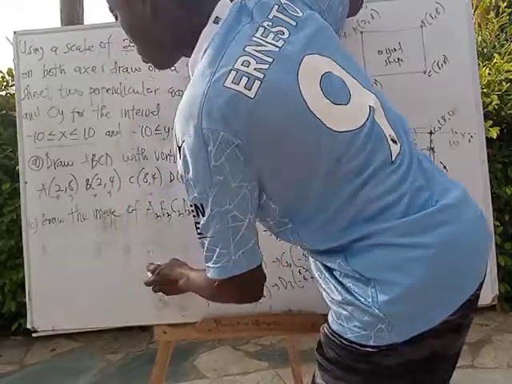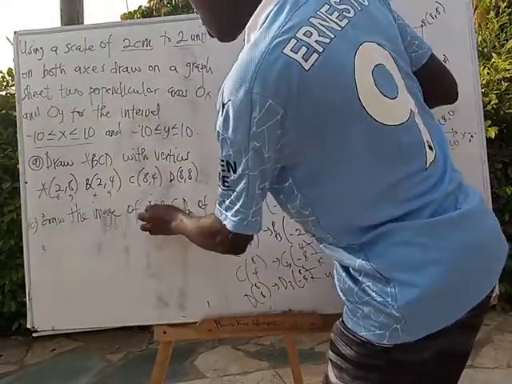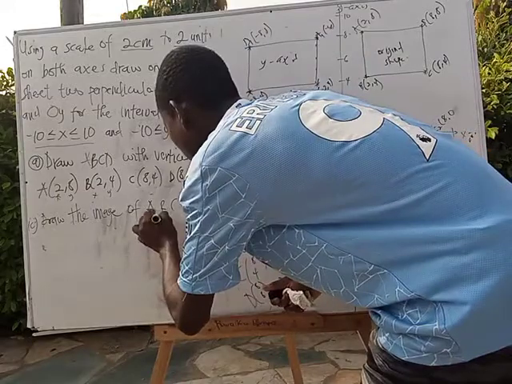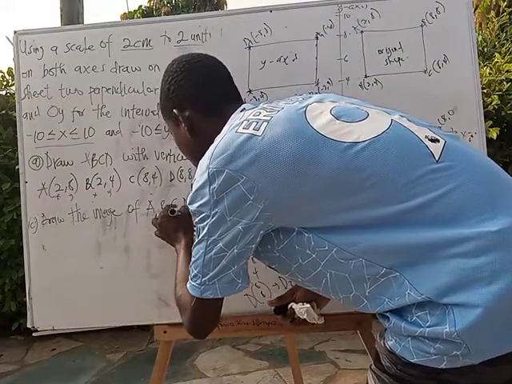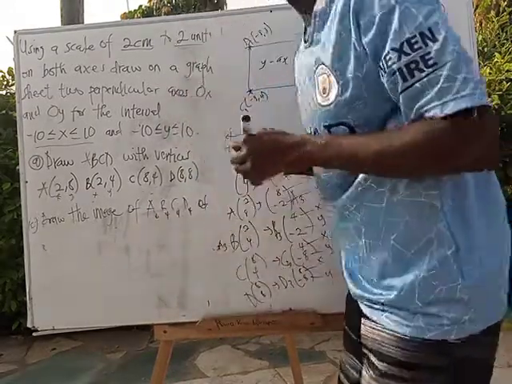All right, so draw the image of, now you are going to get A4, B4, C4, and D4.